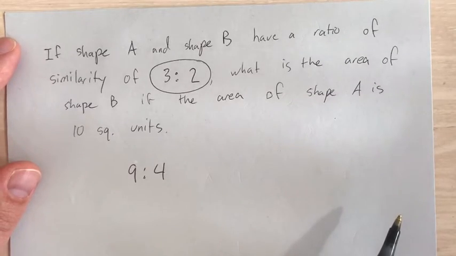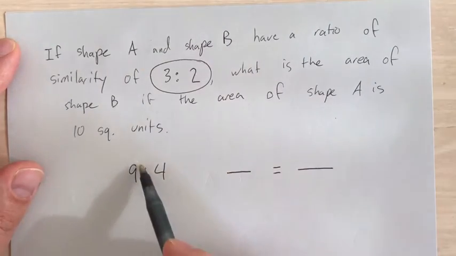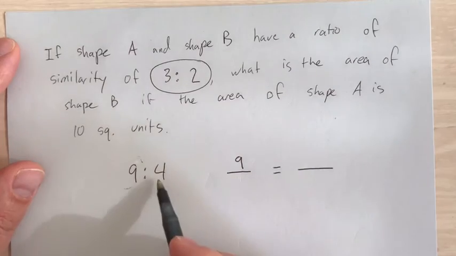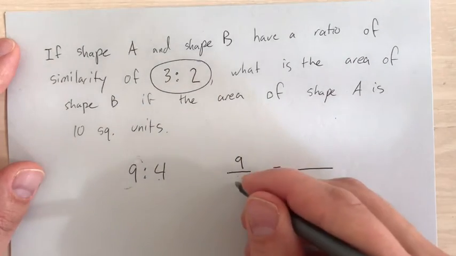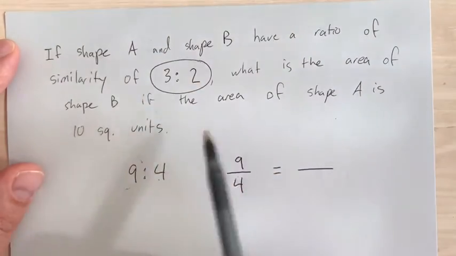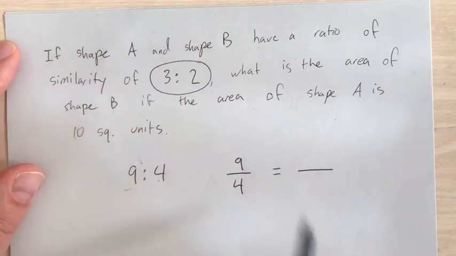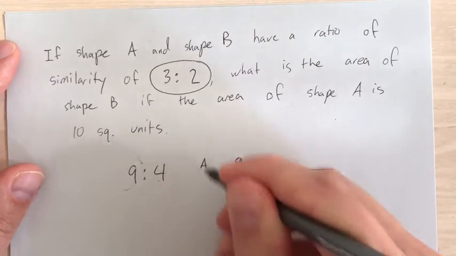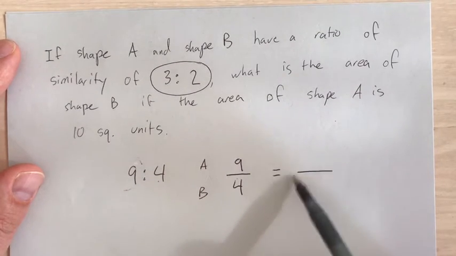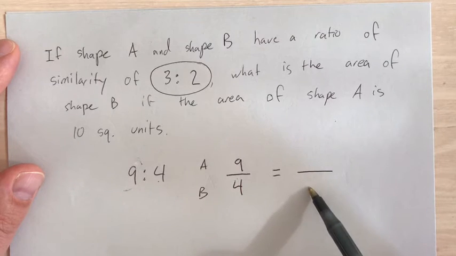What I want you to do next is set up a cross multiplication problem where this becomes the top of the first fraction. This would become the bottom of the first fraction. So 9 to 4. Which would mean if we're doing shape A and shape B, so A first, then B second, this would be shape A, this would be shape B, right? This is going to come into play when we set up this fraction. I want the A information up top and the B information down the bottom.